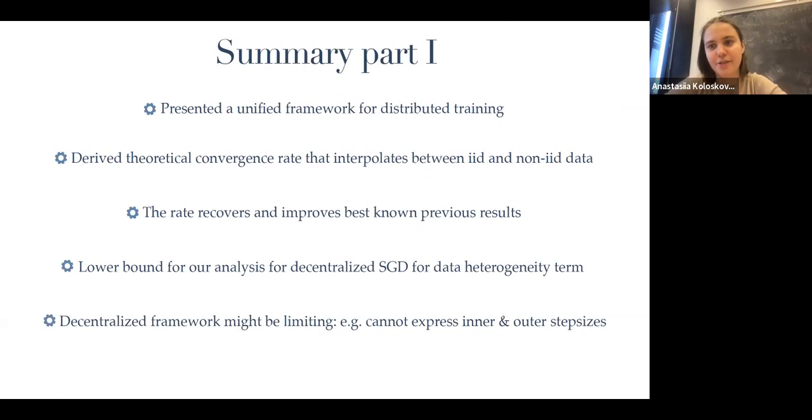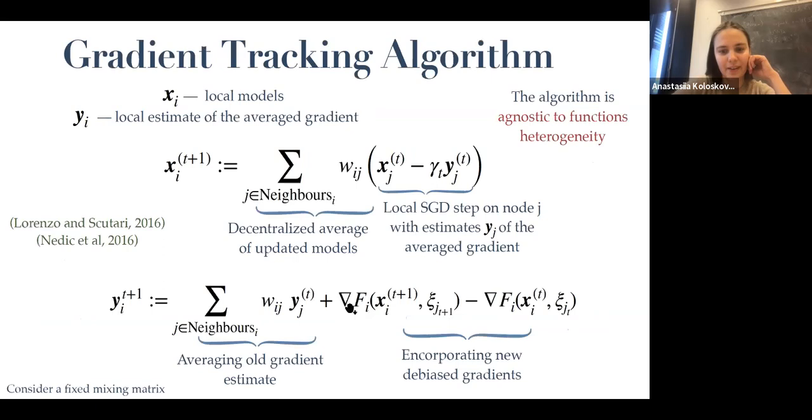Okay, so if there are no more questions, I will go to the next part. Next, I wanted to discuss our paper, which focused on the gradient tracking algorithm. This is also a different algorithm for decentralized optimization, and it cannot be expressed in the previous framework.